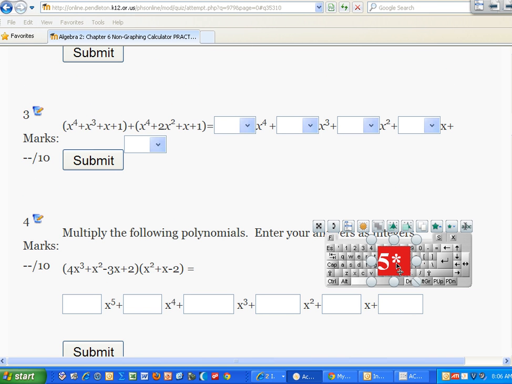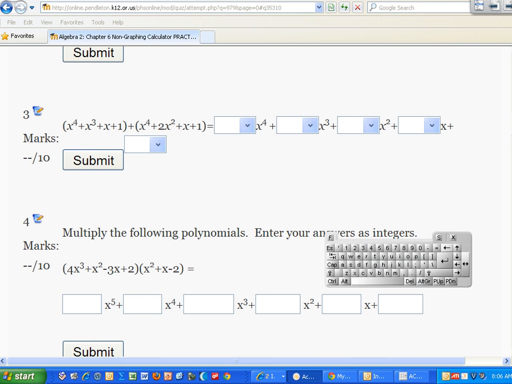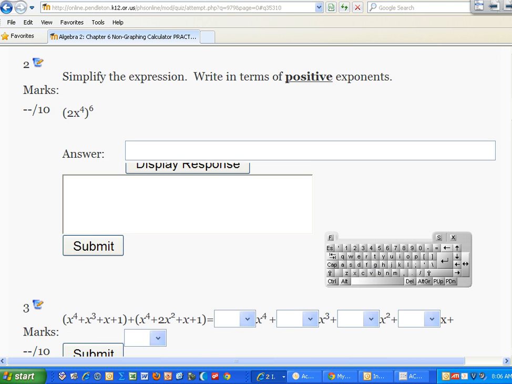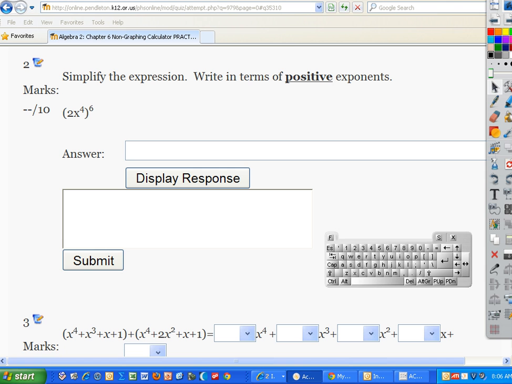What's that? Okay, next. Simplify: the quantity 2x to the 4th, to the 6th. Let me make that a little bigger. So what do I do with that? Okay, good. I've got to distribute the 6 to each one.